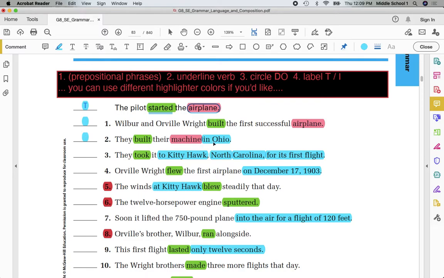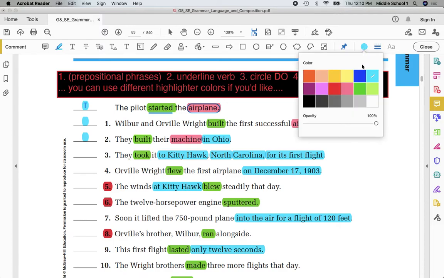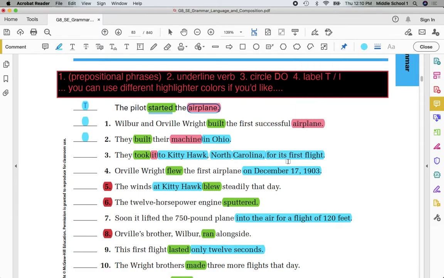You will notice this also has a prepositional phrase. This is a noun, but this can't be the object. That's why it's helpful to separate these prepositional phrases, so I'm not tempted to look at them. They took it to Kitty Hawk. They took what? They took it. Again, before I said that sometimes a pronoun takes the place of a noun. The rest of this is prepositional phrases. Transitive, not because it has prepositional phrases, but because it has an object.